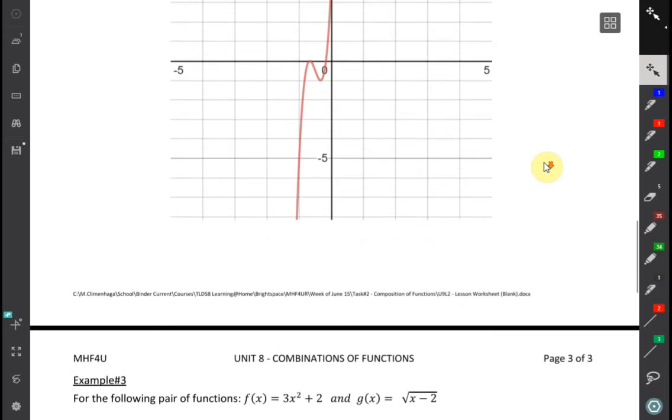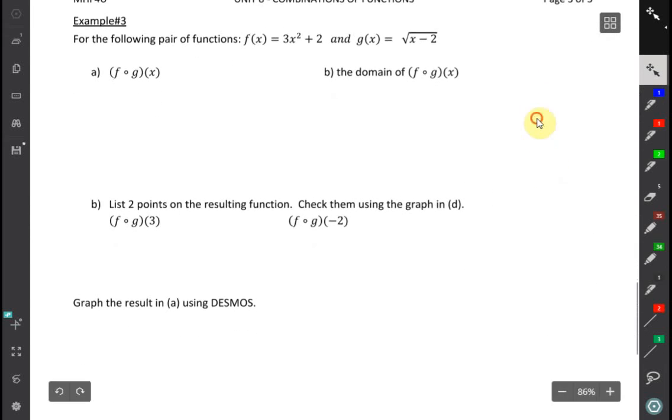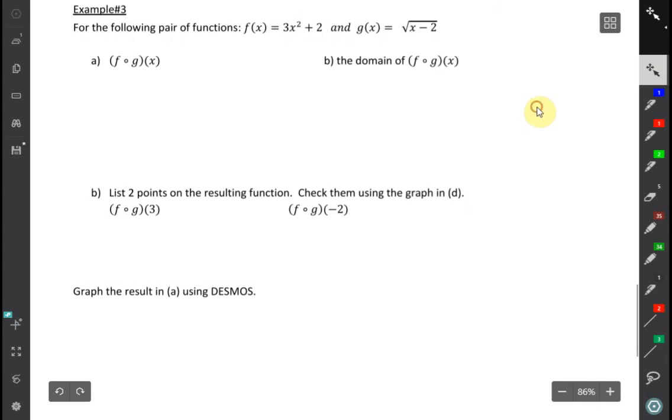Now we will go and look at one more example. In example number 3, we are working with a quadratic and a square root function. I would encourage you to go ahead and go through this whole process on your own and then check back and see how you did.